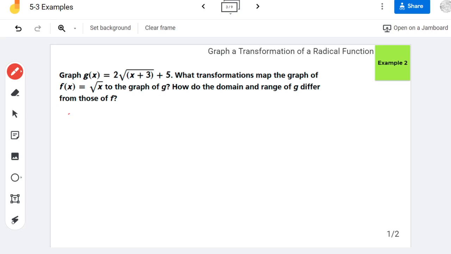So let's start by talking about the 2. So the 2 is being multiplied on the outside of the grouping symbol. So because it's outside the grouping symbol, that's going to be a vertical change. It's not negative, so there's no reflection. However, this will be either a stretch or a compression. Because 2 is bigger than 1, this is a vertical stretch.